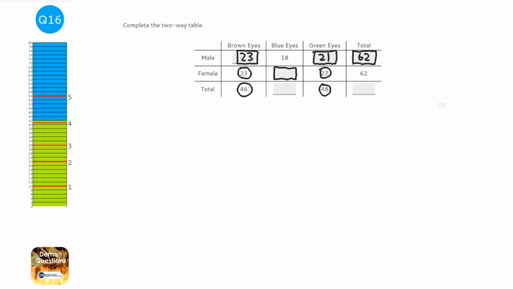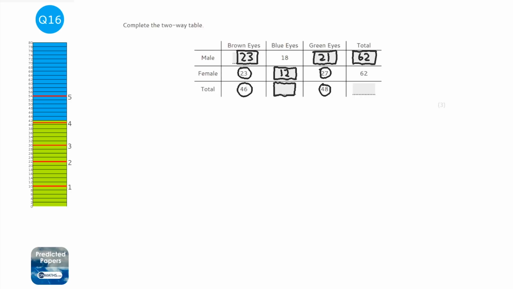So we take the 23 and the 27 away from 62, and that leaves us with 12. And we can just check that. We can do 23 plus 12 plus 27, and it equals 62. So we know that's right. With that one sorted, we can get this one.